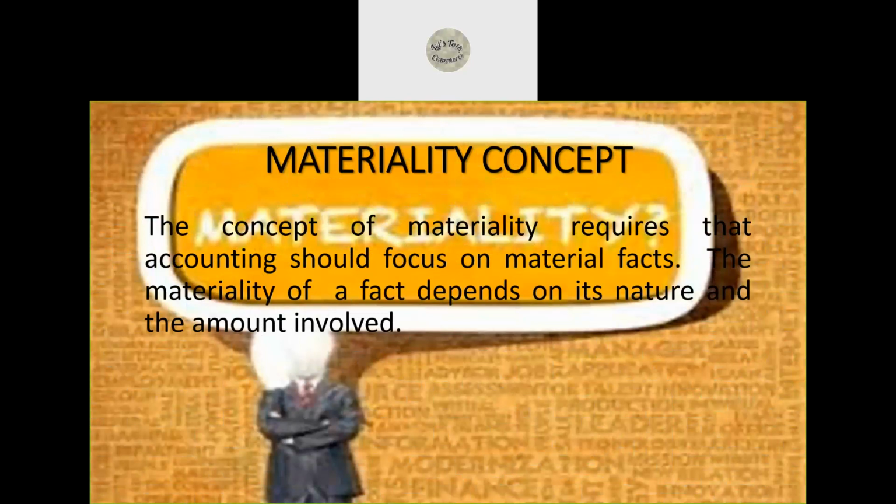Then materiality concept. Materiality concept says that you need to record all the material information, all the significant information and facts in the accounting books. For example, if you have purchased stationery, you have purchased books, you have purchased pens, you have purchased ink pots, you will not be recording it as an asset. Rather, you will be recording it under the head stationery as an expense.